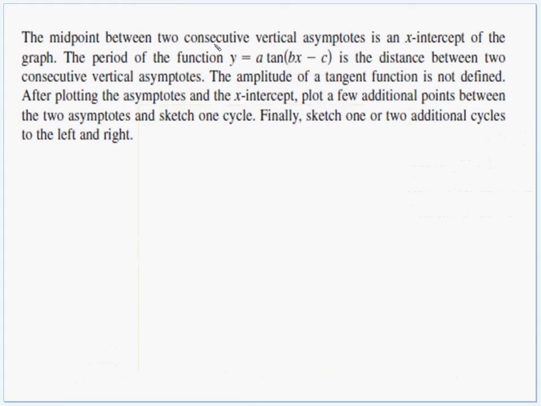So the midpoint between any two consecutive vertical asymptotes will be an x-intercept. The period of the function is the distance between two vertical asymptotes. The amplitude of the tan function is not defined. After plotting the asymptotes and the x-intercepts, plot a few extra points between the asymptotes to sketch a cycle.